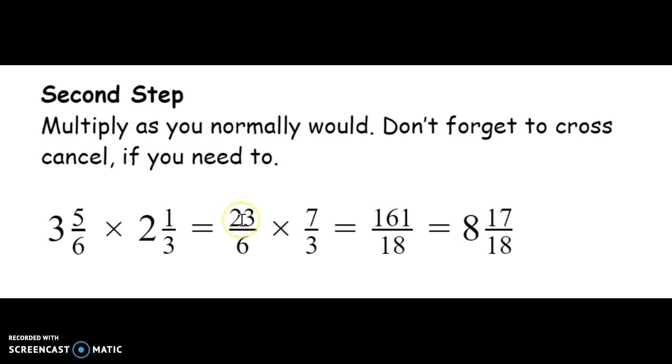As we multiply straight across, 23 times 7, we get 161. As we multiply 6 times 3, we get 18. We cannot leave an improper fraction as our answer. So we again have to divide 18 into 161 and get 8 and 17/18. Remember to check all of your work before you turn it in.